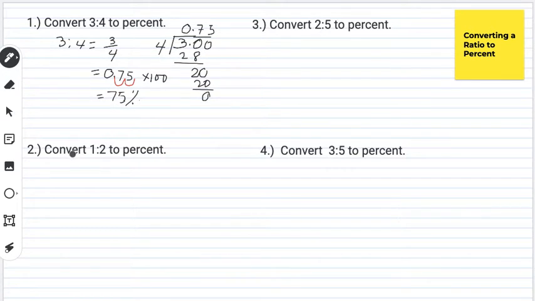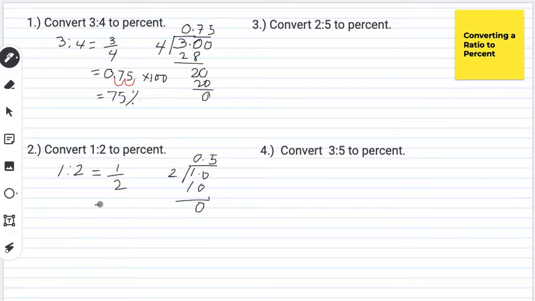Now let's proceed to example number 2. Convert 1:2 to percent. In converting 1:2 to percent, we have to follow the same in example number 1. Write 1:2 in fraction form, and we have to perform the long method of division. That is 1 divided by 2 cannot be. We have to add 0, and 10 divided by 2, we have 5, and 5 times 2 is 10. And 10 minus 10 is 0.